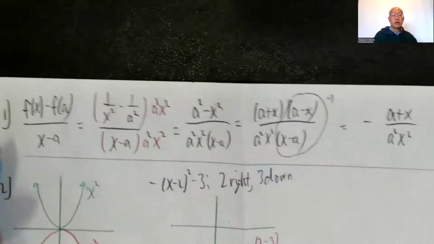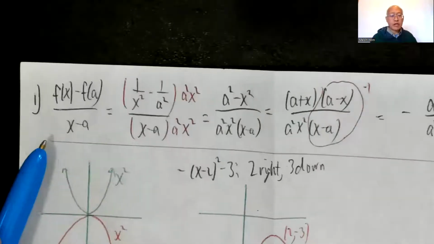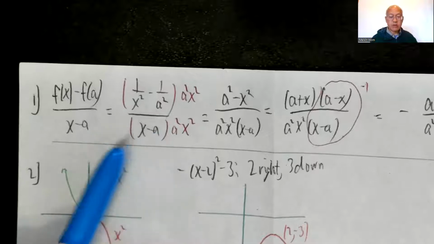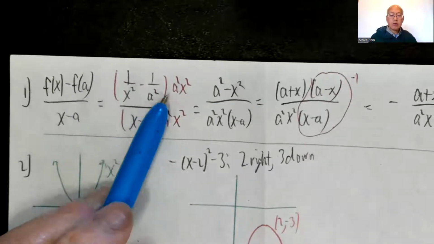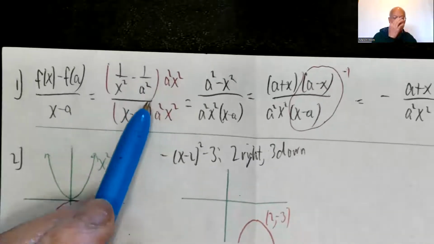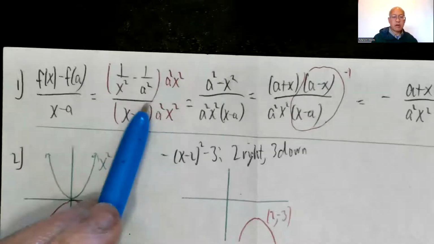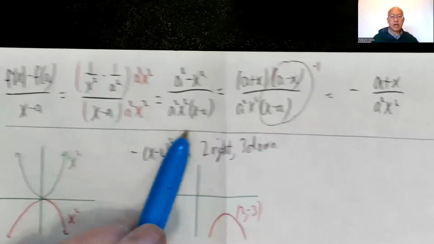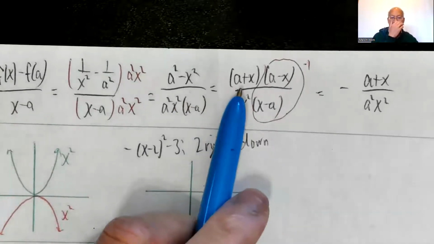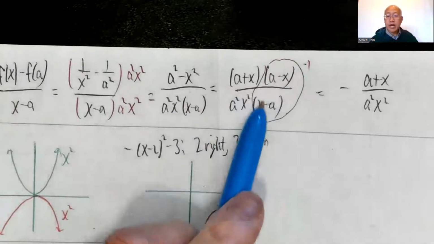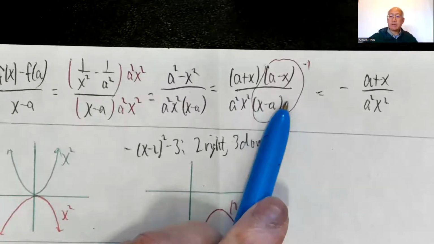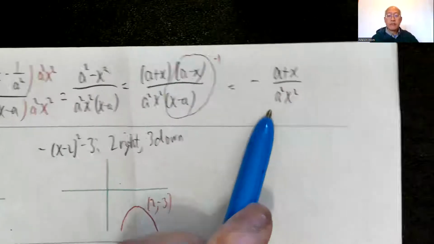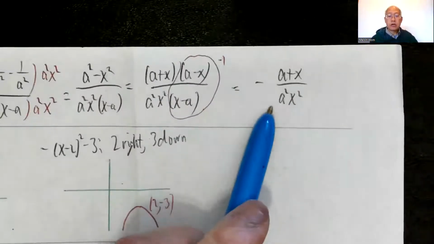Number 1: (f(x) minus f(a)) over (x minus a) is (1 over x squared minus 1 over a squared) divided by (x minus a). Multiply numerator and denominator by a squared x squared, which is the common denominator here. That gives me (a squared minus x squared) over (a squared x squared (x minus a)). The numerator factors into (a plus x)(a minus x), and (a minus x) over (x minus a) comes out to be -1. So I can rewrite the final answer as negative (a plus x) all over a squared x squared.